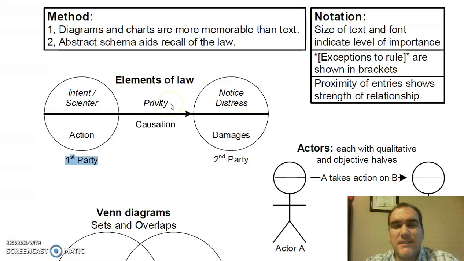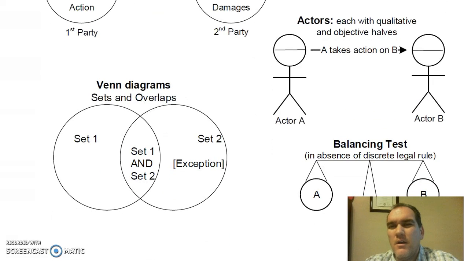Here we put the word privity as an example of the qualitative contact between the first party and the second party. The second party then usually will incur or suffer a physical change, such as damages, and they do so under a quality, an emotion perhaps, such as distress, or with a knowingness that something happened, such as notice. So usually there are two actors, each with qualitative and objective parts, and here I showed the circles as their heads, actor A and actor B, and oftentimes actor A takes an action on actor B. Now, sometimes that's different because there may be three parties in a contractual situation, or there may be more parties, in which case you would analyze that one step at a time.